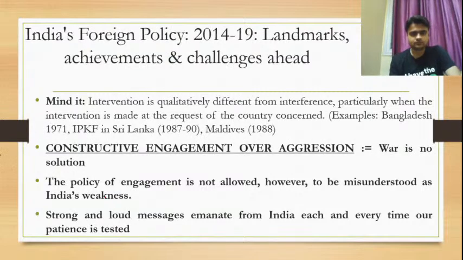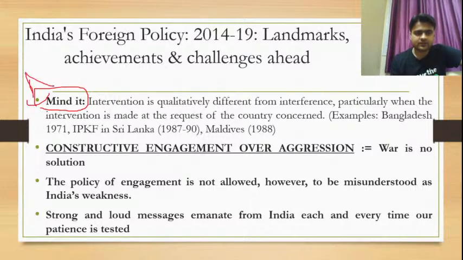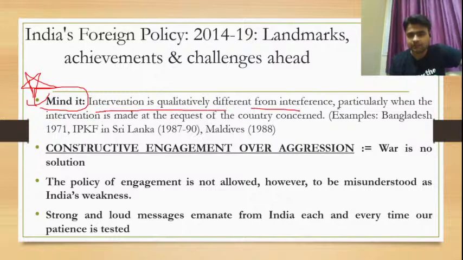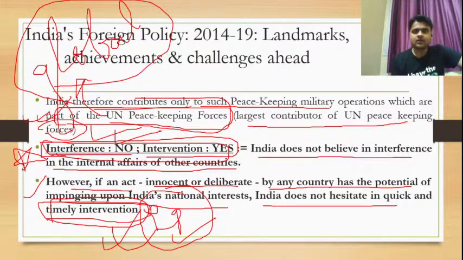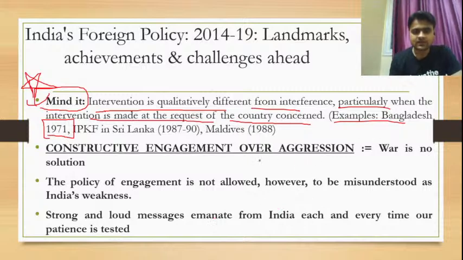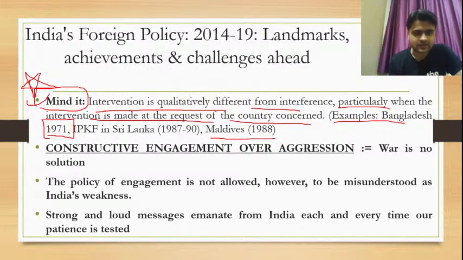Fine, then what we need to mind is the difference between intervention and interference. Very very important, please mind it. Intervention is qualitatively different from interference, particularly when the intervention is made at the request of the country concerned. Example, Bangladesh in 1971. Now I have already given you the example. That is when Bangladesh requested us to please help us in war. When Pakistan had waged a war in 1971, then India had intervened. That is the example. Then again IPKF in Sri Lanka and Maldives. These are some of the examples. Fine. So now I think the difference between intervention and interference is clear.